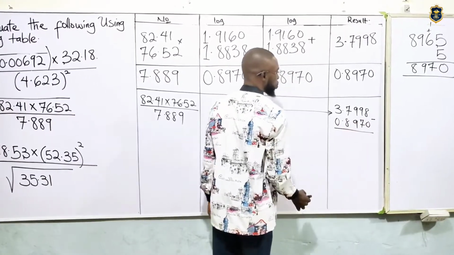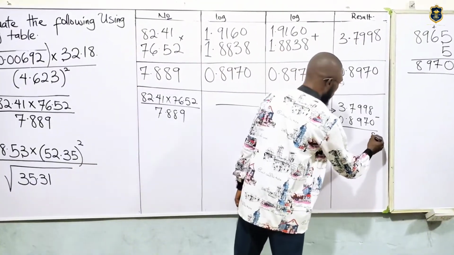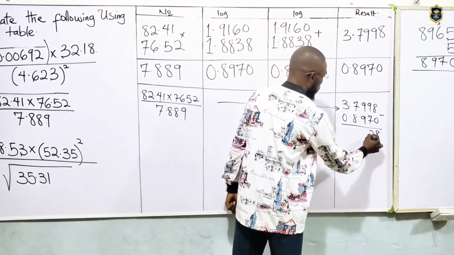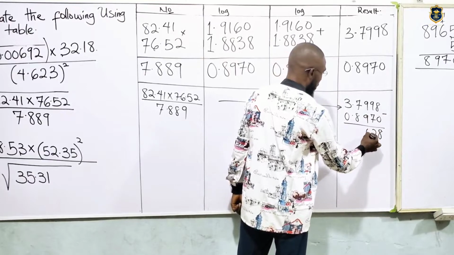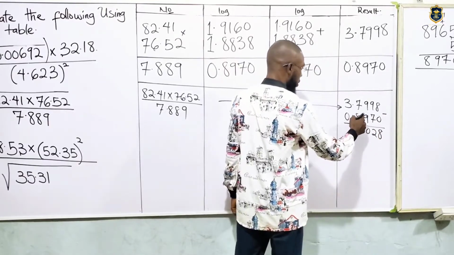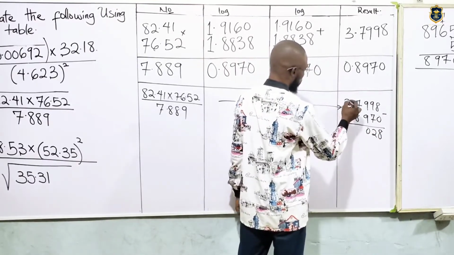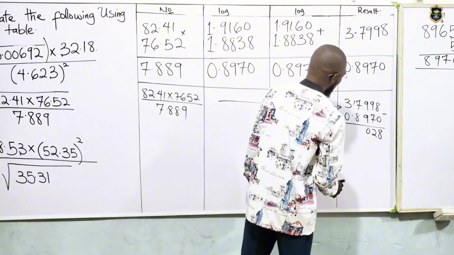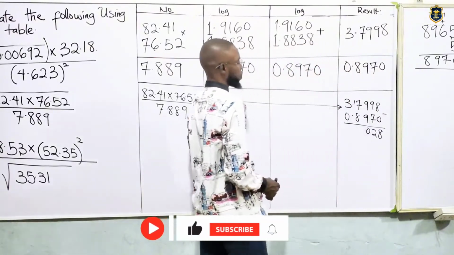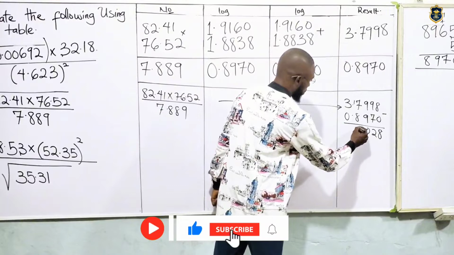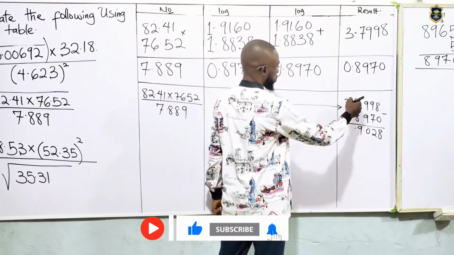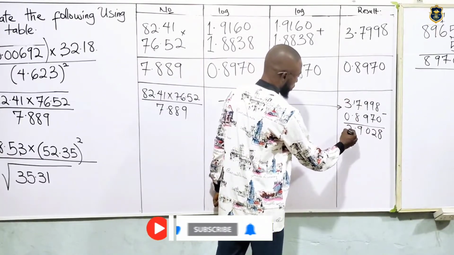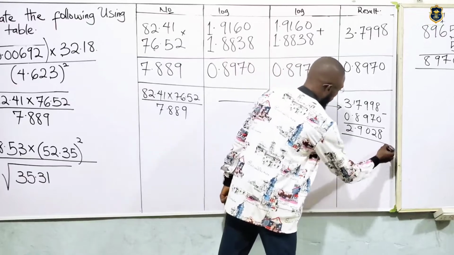0.8970. Let's go. 8 minus 0 will give us 8. 9 minus 7 is 2. 9 minus 9 is 0. 7 minus 8 cannot be. So we pick one from 13 and add it to this. So if you watch 17 minus 8, that should be 9. And remember we borrow one here, so then it becomes 2 minus 0 is 2. This is our final answer.